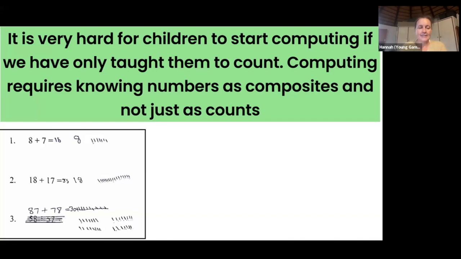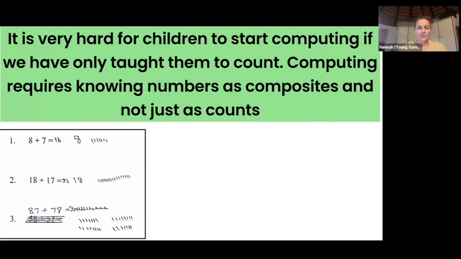They literally added 8 and 7 is 15, 7 and 8 is 15, and 15 and 15 is 30. And this is because the child is limited to what they can count. They have no understanding of the composition of 87 as 80 and 7. They understand 87 as 8 and 7, and the column method is often causing this as well.